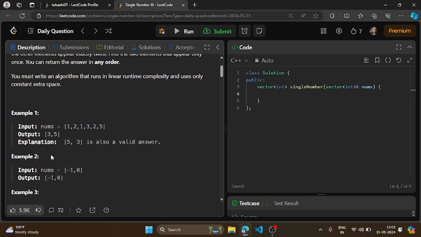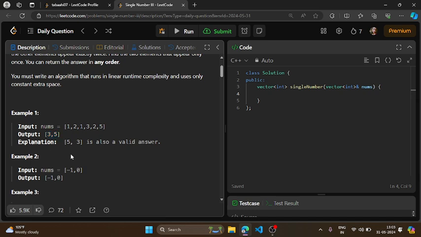So let's see some examples. Here it is given that these are the numbers in the array. Now we can see the numbers 1 and 2 appear twice, right? So these are the numbers which appear twice, and 3 and 5 are those two numbers which we have to find and which appear only once in the array. So our answer will be 3 and 5, right?